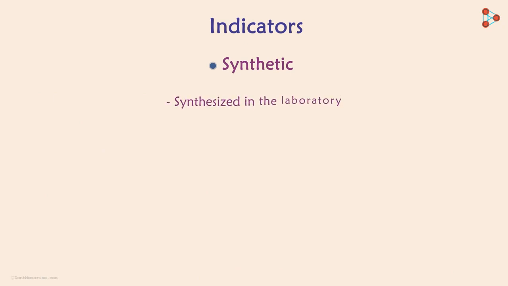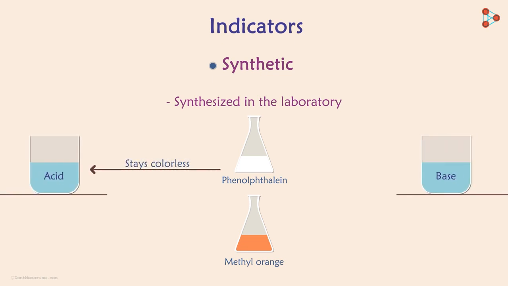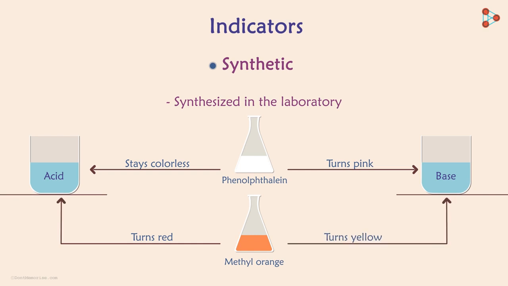Indicators that are synthesized in the laboratory are known as synthetic indicators. Phenolphthalein and methyl orange are two examples of synthetic indicators. Phenolphthalein is a colorless liquid and remains colorless with acid but turns pink with a base. Methyl orange is originally orange in color and turns red with acid and yellow with base.